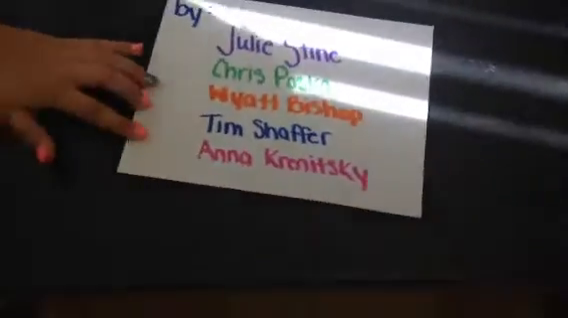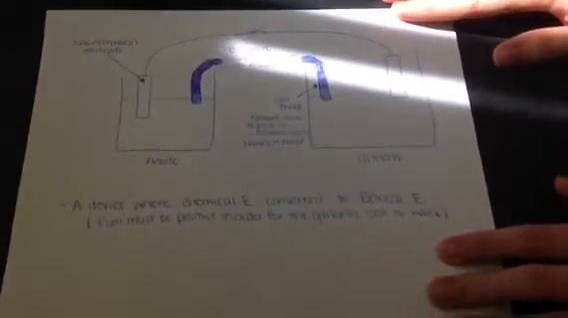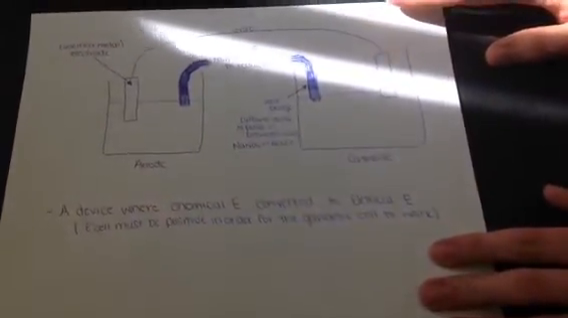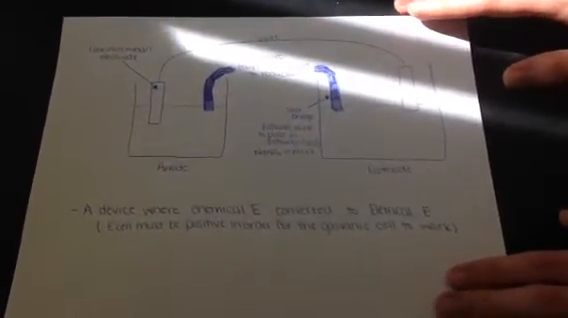We know about galvanic cells by these fan dandy folks. So here is a diagram of your galvanic cells, a device where chemical electrons convert to electrical electrons. These symbols must be positive in order for the galvanic cell to work.